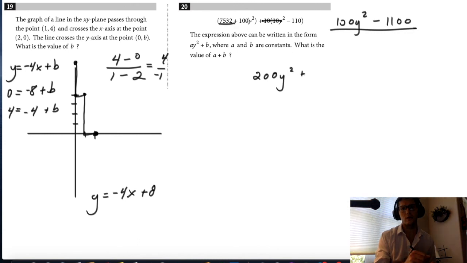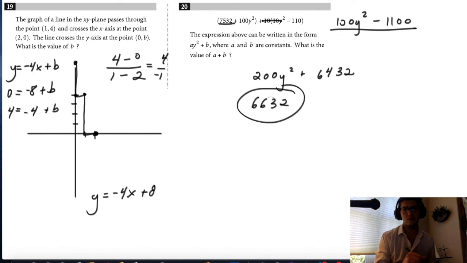And then we've got to combine 7532 and negative 1100, which is 6432. And then we want to add these two things together, which gets us 6632. So as I see that question, I'm thinking to myself, all right, as long as you distribute correctly and as long as you're careful with your calculation, you're going to get this right. So be on high alert for calculation mistakes. Be on high alert for sign errors.